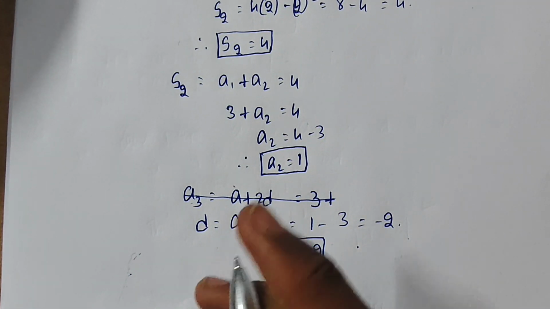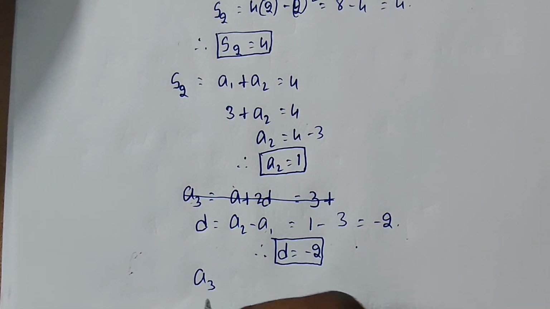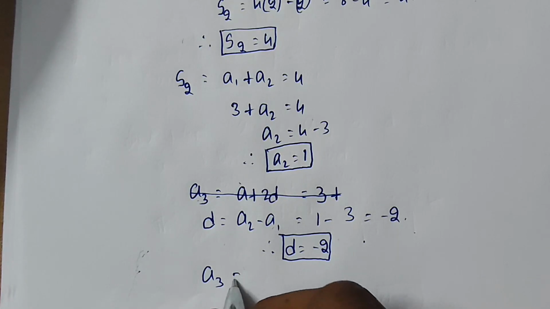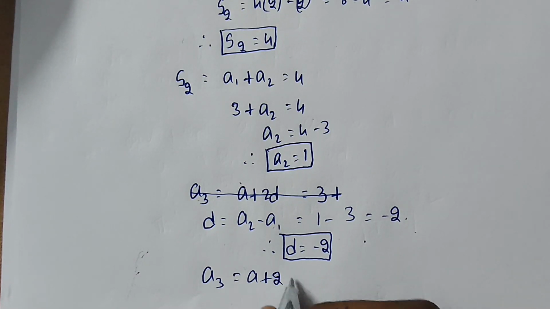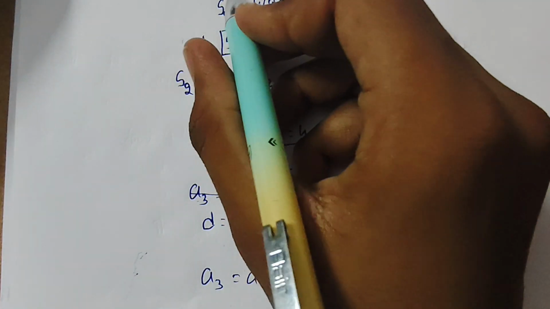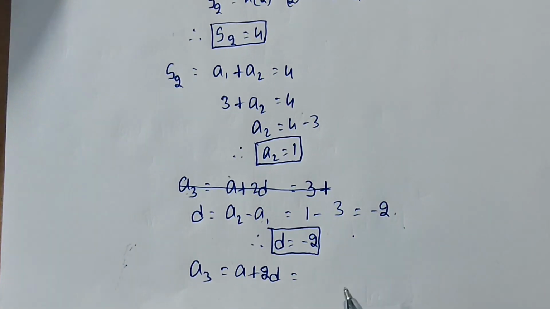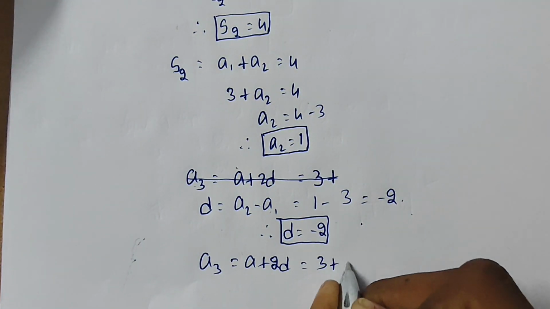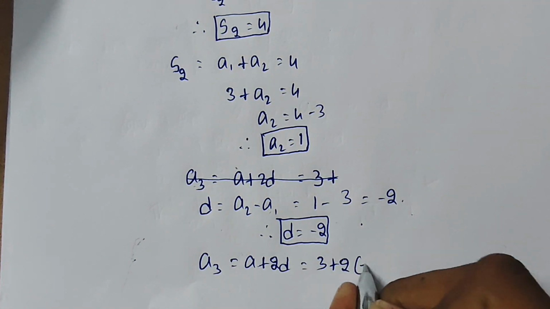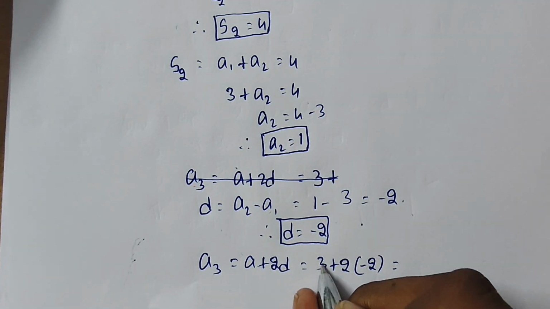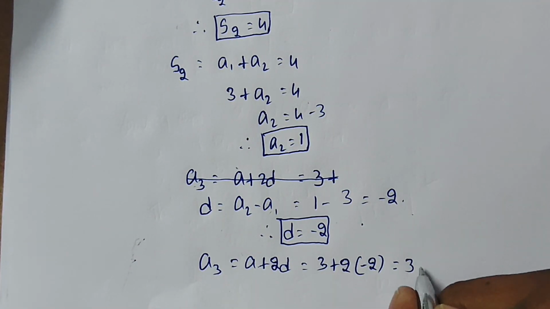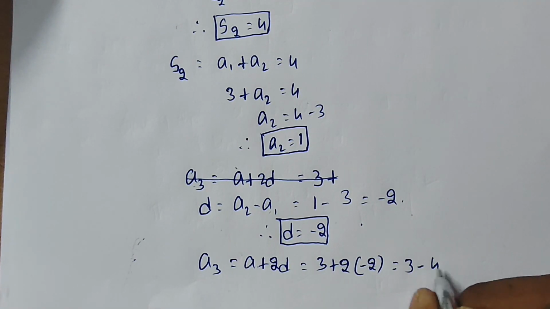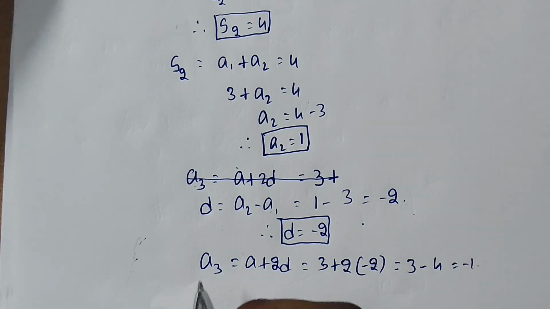Now let us find the value of the third term. Third term means A3. A3 can be written as A plus 2D, the value of A, means A1, is equal to 3 plus 2 of the value of D, which is minus 2, is equal to 3 plus 2 into minus 2. 2 twos are 4, minus 4 plus 3 means we got minus 1.